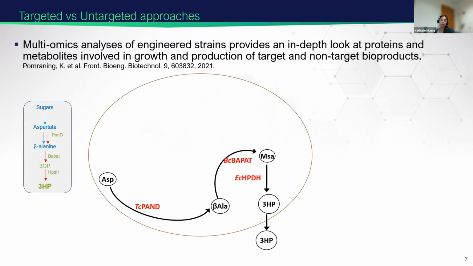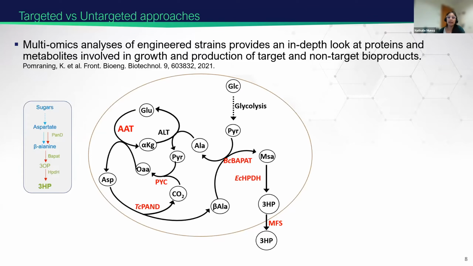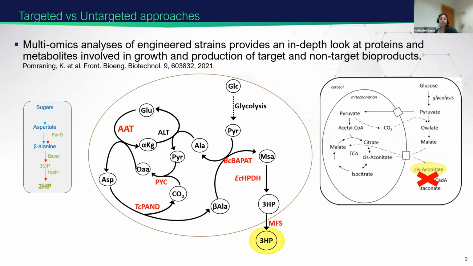But of course, we know this picture is not complete, and all of these metabolites are substrates and products of other reactions. So the same for the cis-aconitate deletion, which all of the samples that we'll be studying have. The accumulation of this cis-aconitate impacts other biochemical pathways like the TCA cycle here.